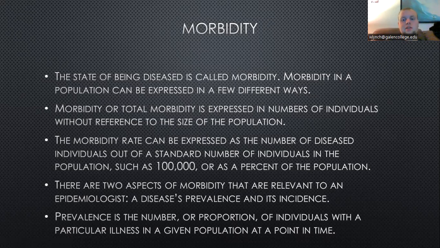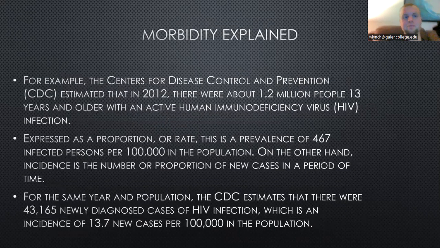We have two aspects that are relevant to an epidemiologist. The terms are prevalence and incidence. All right? Prevalence is how common it is, okay? The number or the proportion of individuals with a particular illness in a given population at a point in time. So how popular that particular disease is, for lack of a better term.